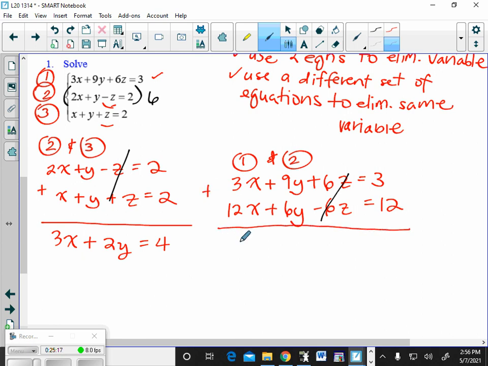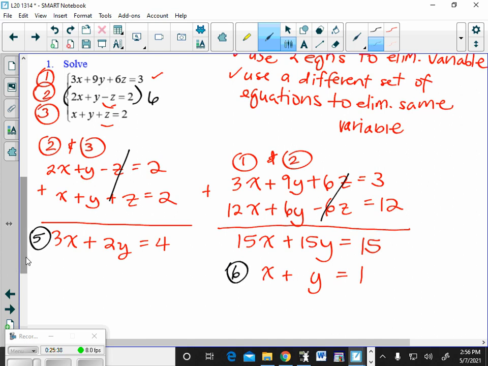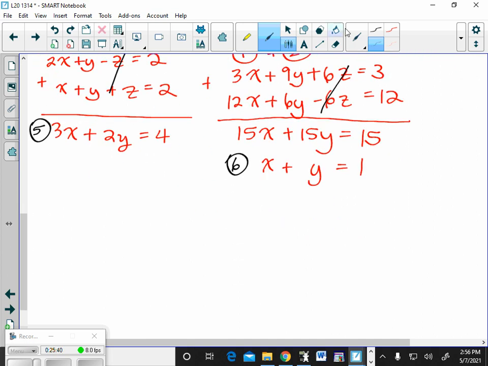So adding these up, we have 15x plus 15y equals 15. Let's divide every term by 15. X plus y equals 1. So I'm going to call this equation 5 and this equation 6. So we're going to use 5 and 6 and see if we can eliminate a variable. So let's go ahead and write them down first.